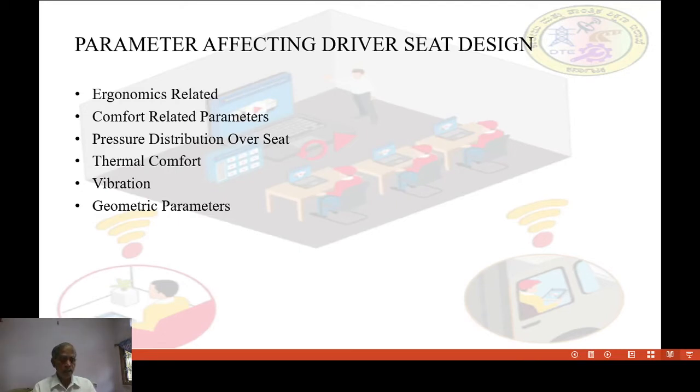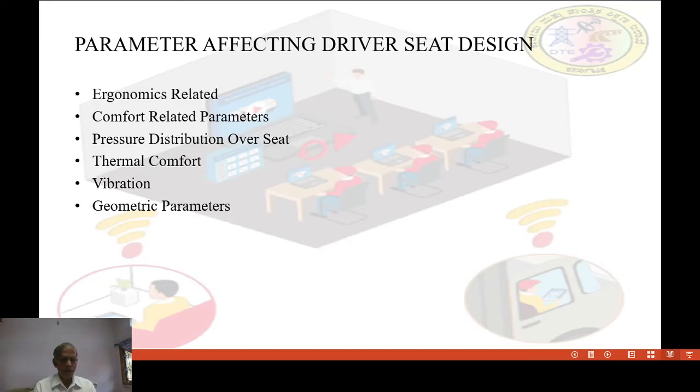For better comfort and proper maintenance of driver health, uniform pressure distribution along the human body over the seat is a very important parameter. Pressure distribution over the seat is dependent on the properties of the cushion material such as stiffness, deflection, and design of the cushion. Also, it depends on natural loadings, seat pan design, and backrest design.